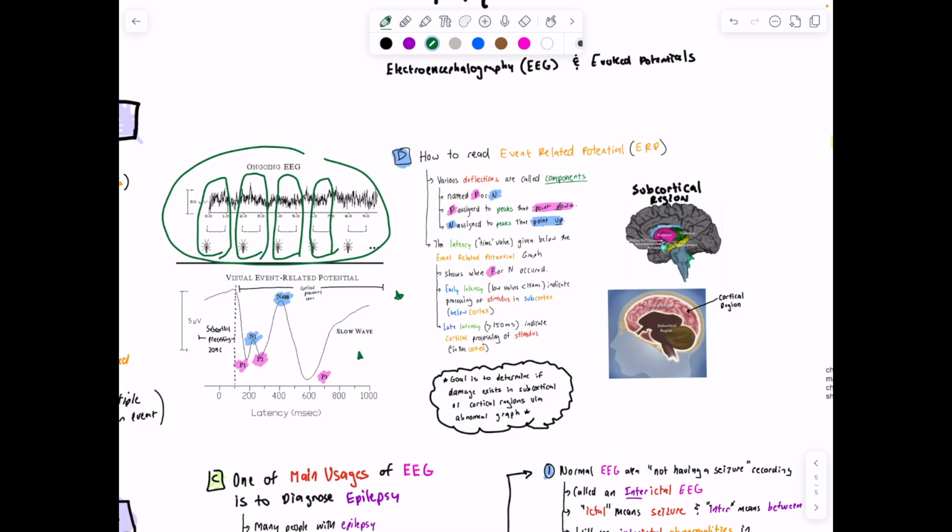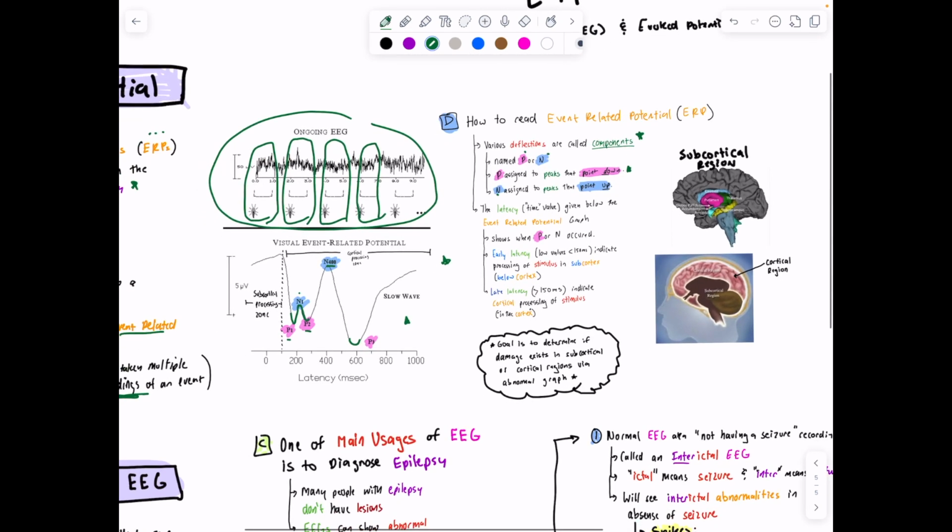So how do you actually read one of these? You have various deflections, right? These ups and downs, these peaks. Here's a deflection, here's a deflection, here's a deflection. These are called components, and we label them P or N. P is assigned to peaks that are pointing down, and N is assigned to peaks that are pointing up.